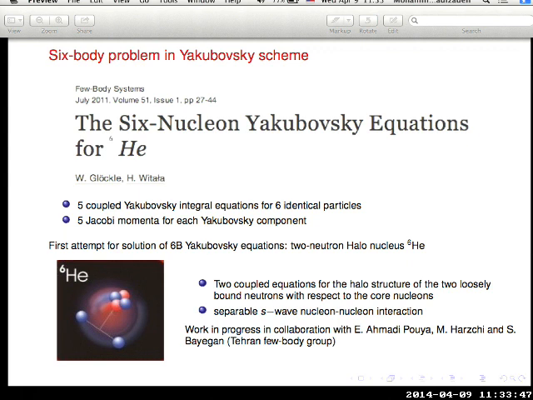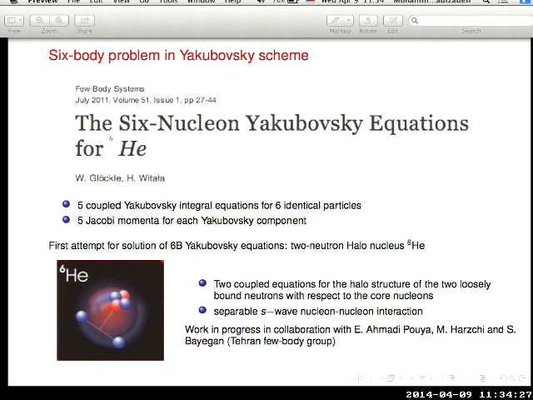But for a simple calculation, we are trying to solve this 6-body Yakubovsky equation for the 2-neutron halo nucleus helium-6, which, as we see here in this picture, can be considered as a core, which is an alpha particle, and 2 shallow bound neutrons. But the point is that we are not considering the Faddeev picture, which leads to 2 coupled equations, but not for neutron-core and neutron-neutron. The coupled equations are because of the structure that we have in the core, for 3+1 and 2+2.